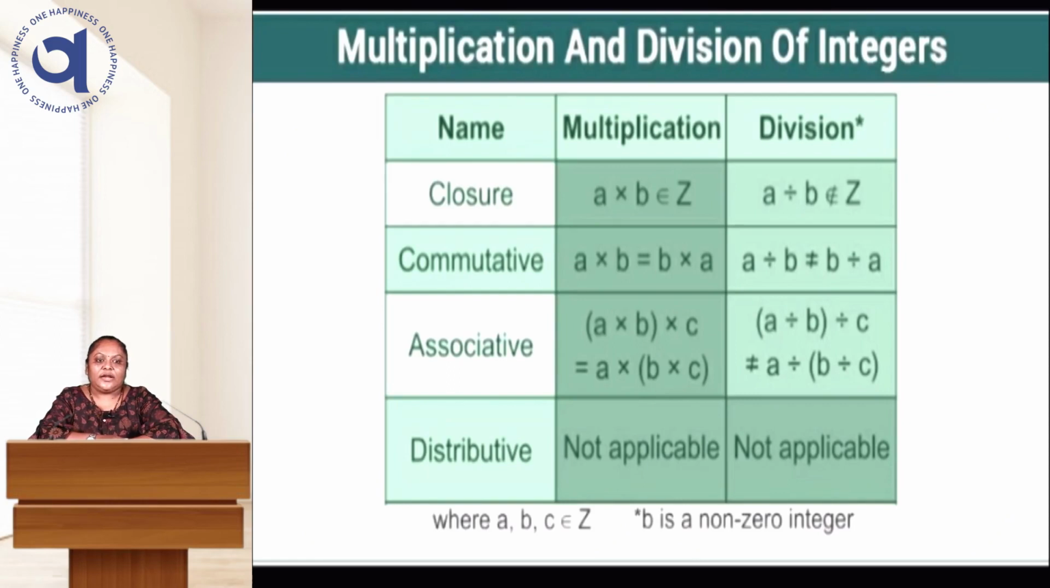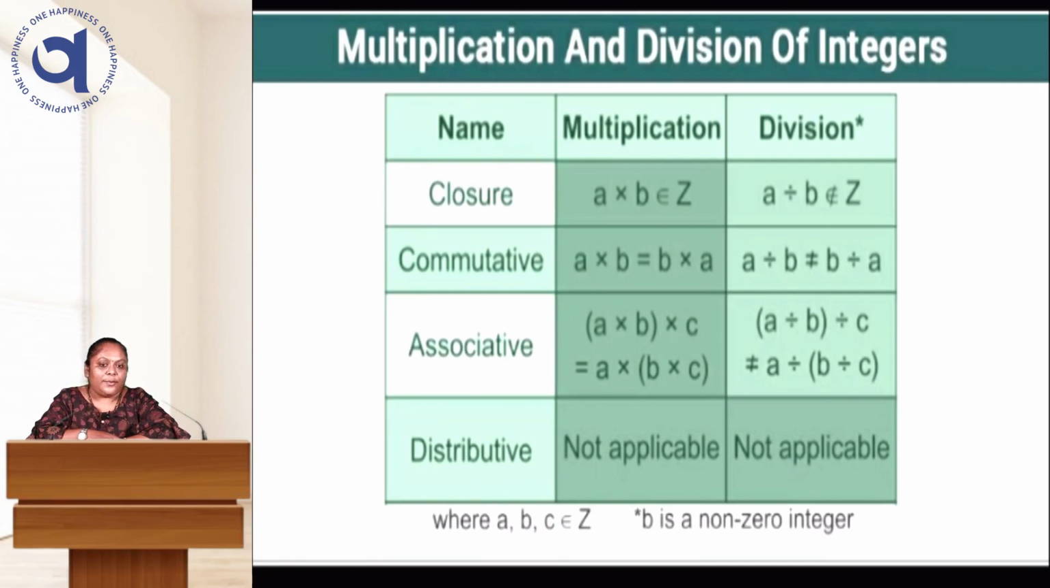Now, multiplication and division of integers under these properties also. There are four properties: closure property, commutative property, associative property and distributive property. Closure property holds under multiplication. If any integer is multiplied by any integer, your answer is an integer. Any integer divided by any integer is not always an integer. So, the closure property does not hold for division. For multiplication, the closure property holds.